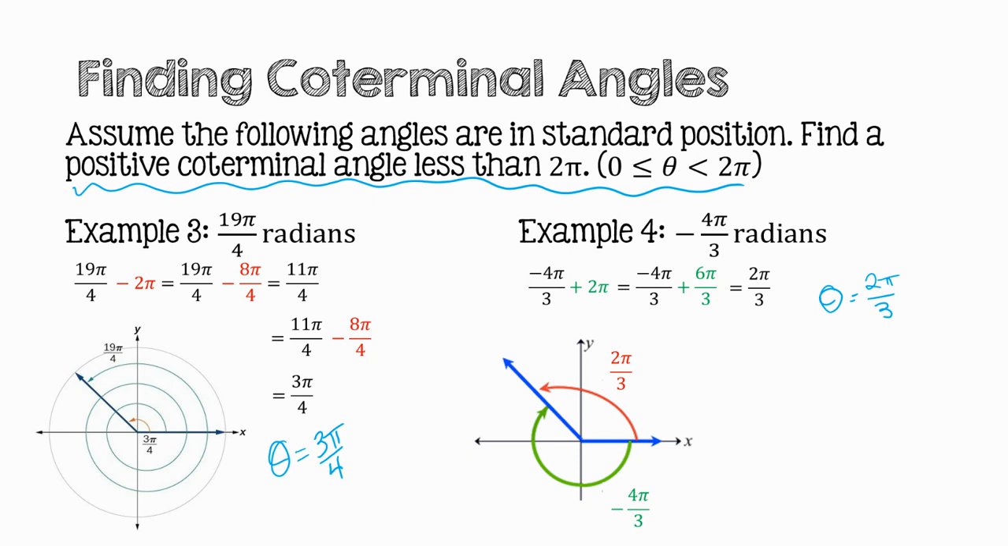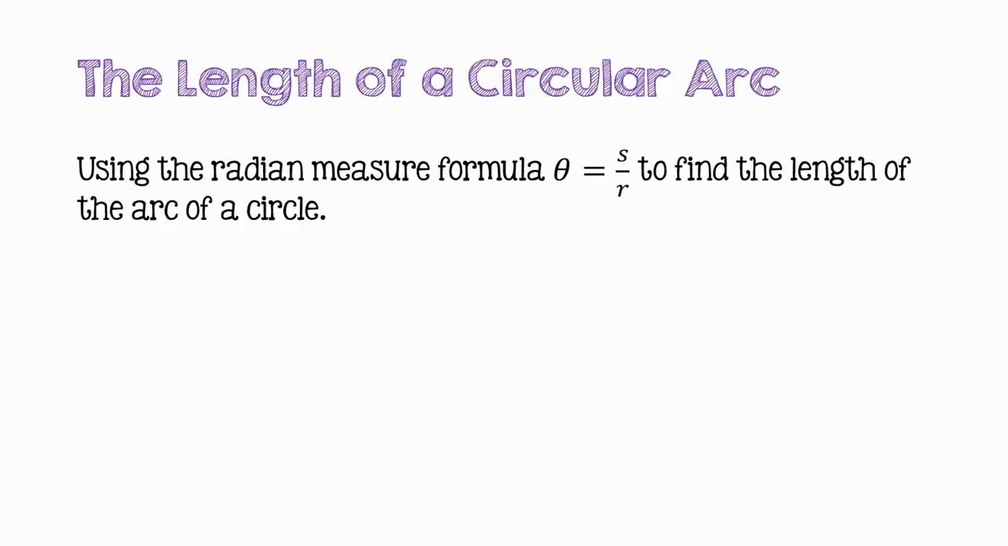Now that we have an idea of coterminal angles, it's important for us to look back at our definition of radians to understand how to find the length of a circular arc. So if we use our radian measure formula, theta equals S over R, to find the length of an arc of a circle, you can also use this formula to find the radius, or if you're given the arc length or the radius, you can find the radian measure. But again, it's important to remember that this formula is what we use to find radians to begin with.